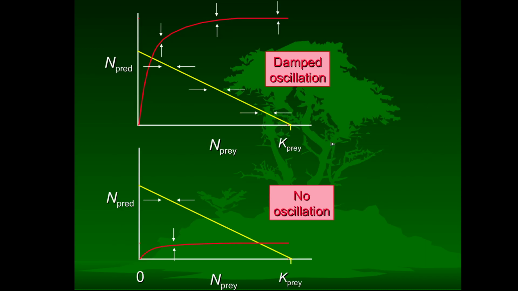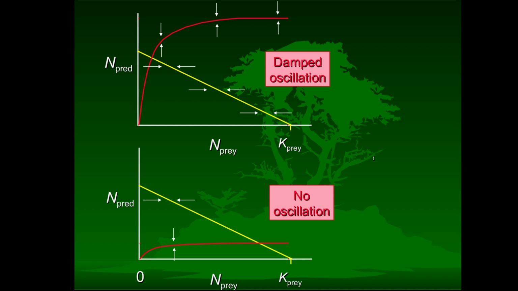Okay, so let's look at the isoclines again. Here we have a damped oscillation when the isoclines cross at this angle. Here we've got no oscillation at all when the predator isocline is horizontal where it crosses. So how do we get permanent oscillations? Well, it depends on the angle, and the answer is simple.